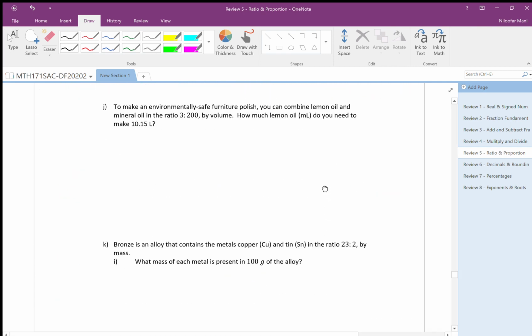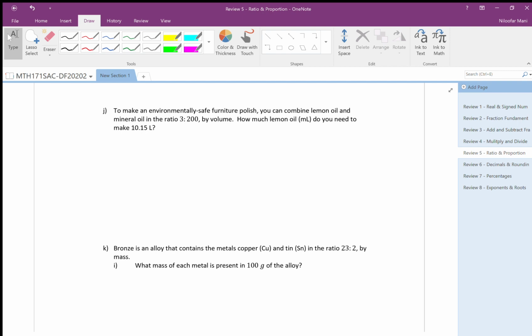Okay. How about this question? That's a very good question. So to make an environmentally safe furniture polish, you can combine lemon oil and mineral oil. For example, many times we hear that chemicals are not good for the body. So we want to make something for the body and even for the environment, something environmentally friendly. So you do it with lemon oil and mineral oil and mix them. But we need to know which ratio.